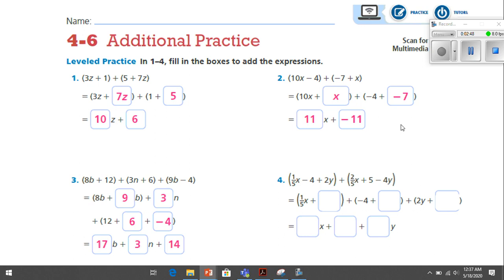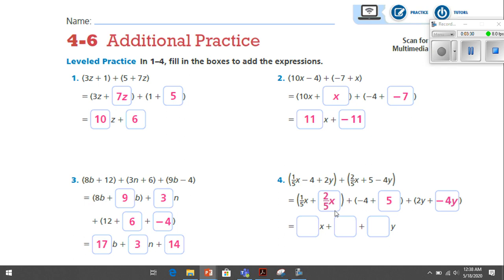Let's go to number 4. It says here, 1/5 x minus 4 plus 2y plus 2/5 x plus 5 minus 4y. Well, the first one's going to be 1/5 x, and now we've got to look for the ones with x on there. And there's only one other one, that's 2/5 x. And then it says negative 4, that's a number, so the only other one with a number and no variable is going to be plus 5. And next it has 2y, and 2y is going to be paired up with negative 4y.